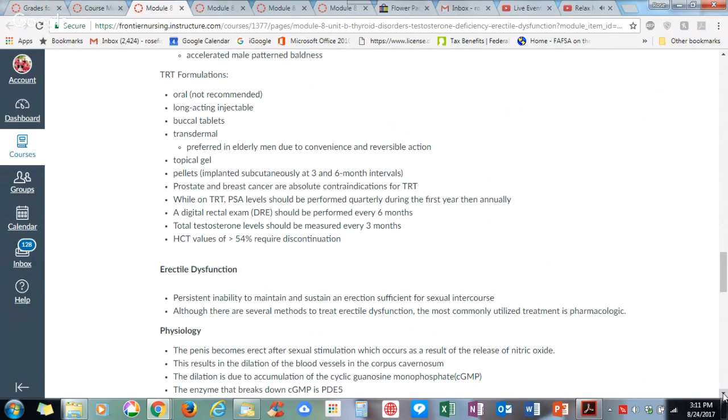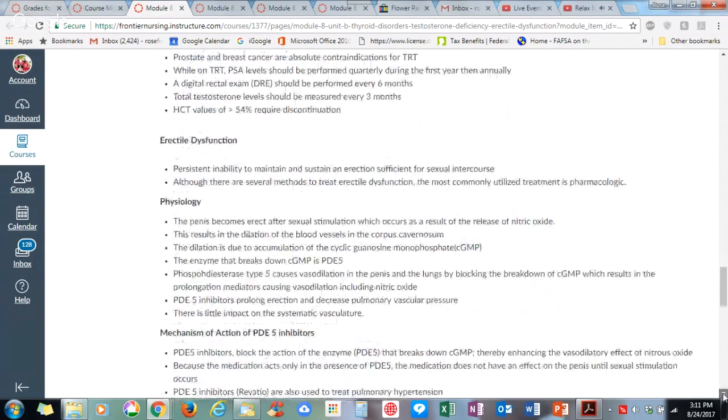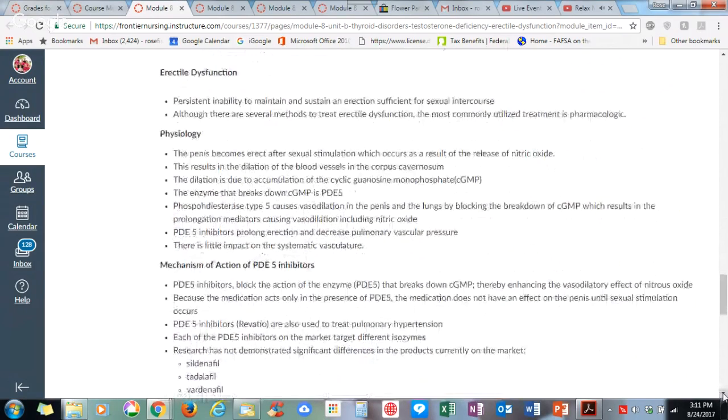While on testosterone replacement therapy, PSA levels should be performed quarterly during the first year, then annually. A digital rectal exam should be performed every 6 months. Total testosterone levels should be measured every 3 months. Hematocrit values of greater than 54% require discontinuation.